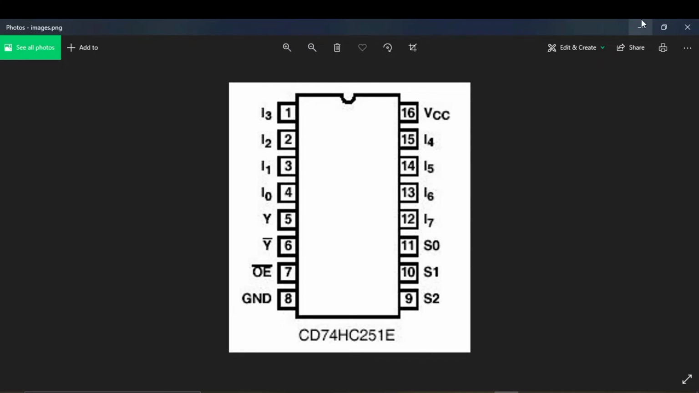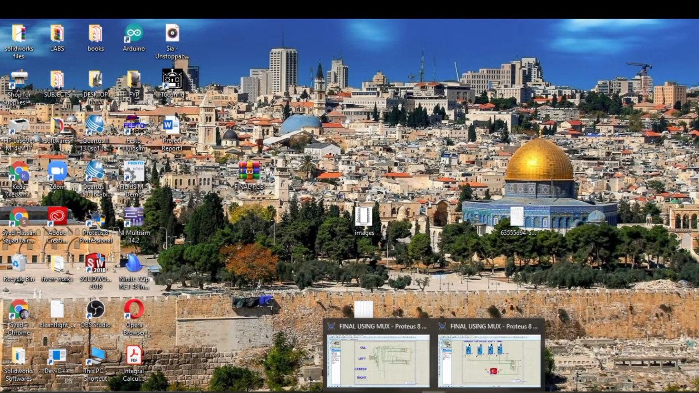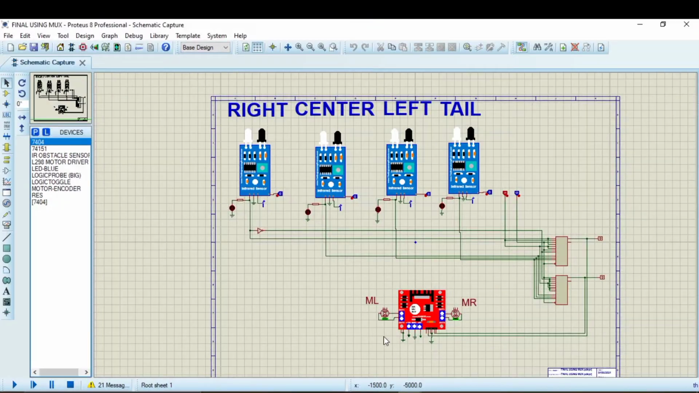So let's go and implement that circuit on Proteus. So here we'll see that. This is the entire structure to build a robot in simulation. Here you can see that this is the Proteus simulation for the entire model that we have implemented using the rudimentary logic in mux.